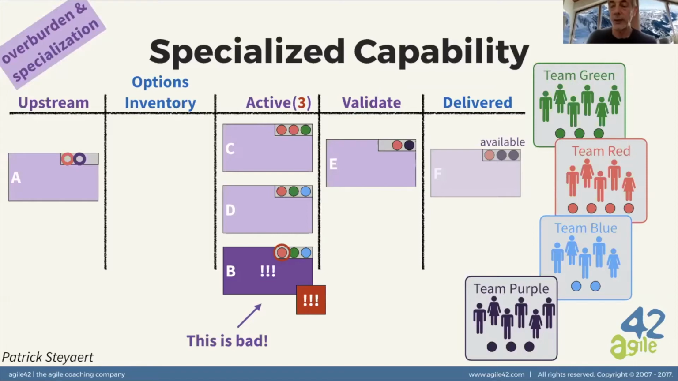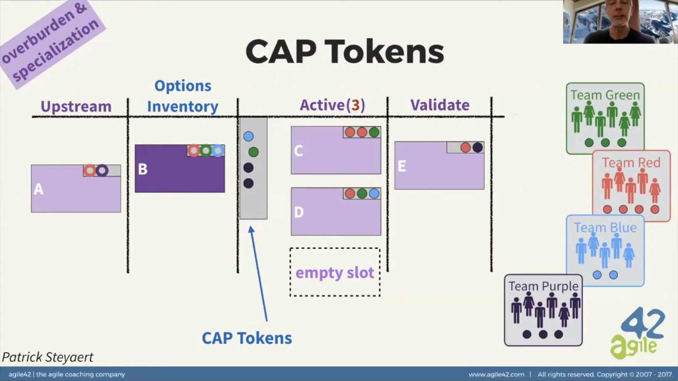So what can we do? What we can do is, for instance, to use what we call CAP tokens. This is a concept from Patrick Stewart, and many of these concepts come from him. CAP means capability tokens. So we can use that gray area close to the options inventory column that shows very clearly which are the available tokens. And now we have 1 blue, 1 green, and 2 purple. And there's no available red token. So we simply cannot start project B.